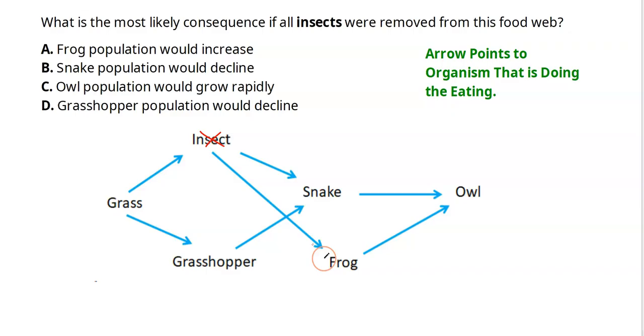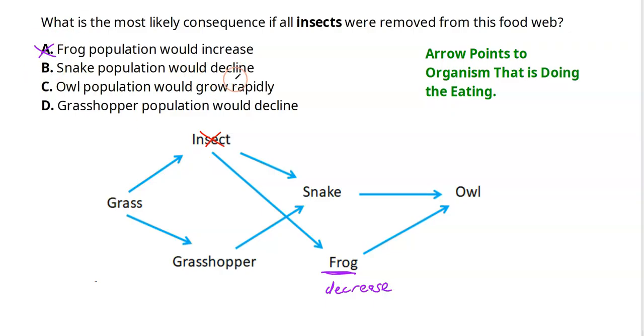Well, let's look. Here's the frog right here. The insect is flowing into the frog, right? So the frog is eating the insect. Now, if there's less insects to eat, what would happen to the frog population? Well, it would go down. It would decrease, not increase. So A's gone.